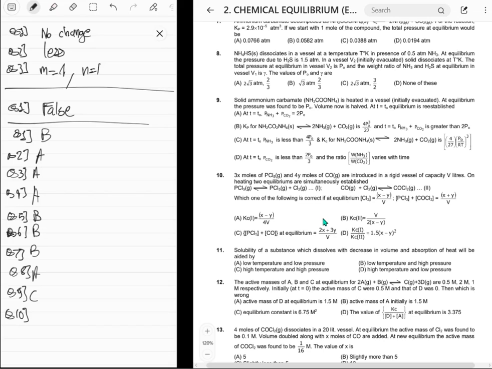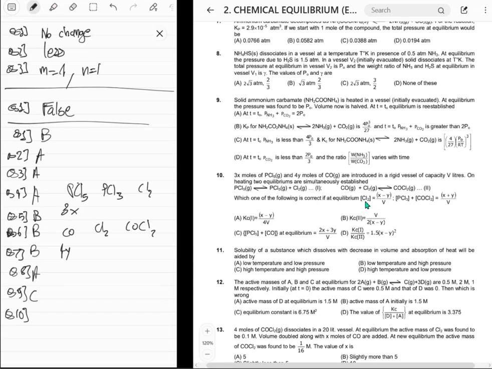So simultaneously established. Fine. If at equilibrium this is happening. Okay, cool. And 3x moles of PCl5, PCl3, Cl2, and what was the other thing? CO, Cl2, and COCl2. 3x moles were there, and 4y moles of CO. Capacity V. On heating, two equilibriums are simultaneously established. Which one of the following is correct?